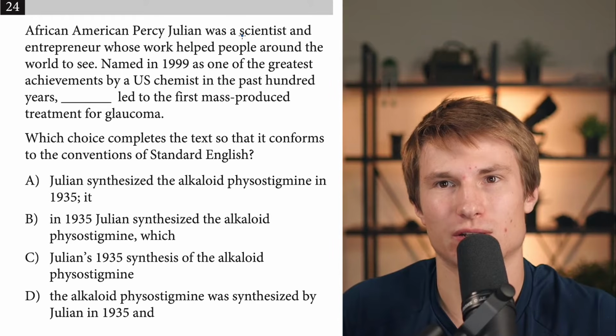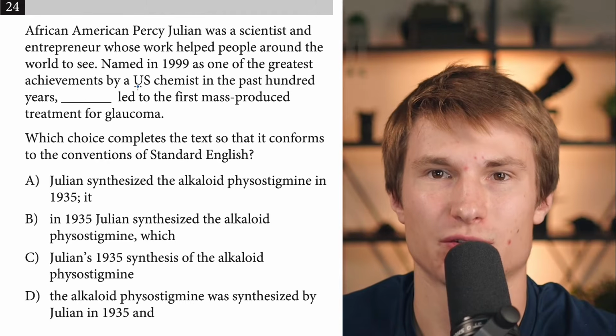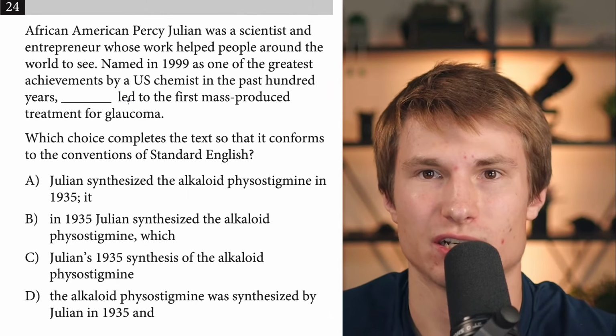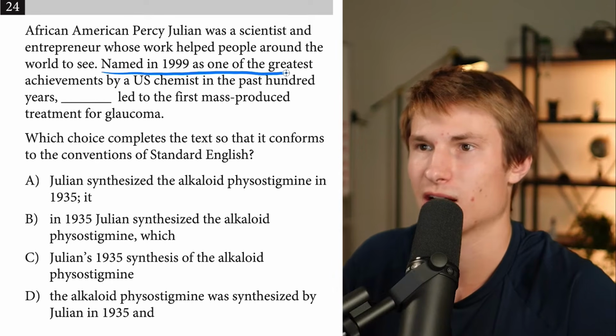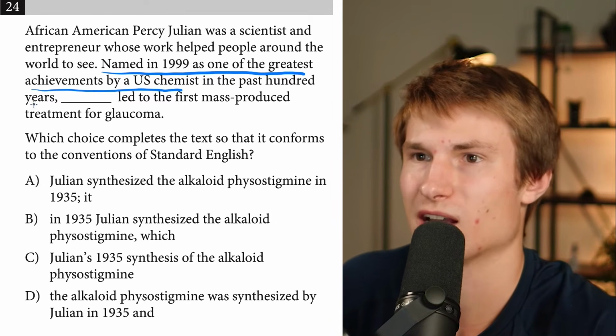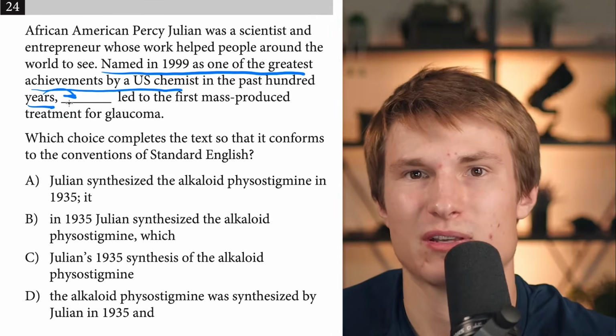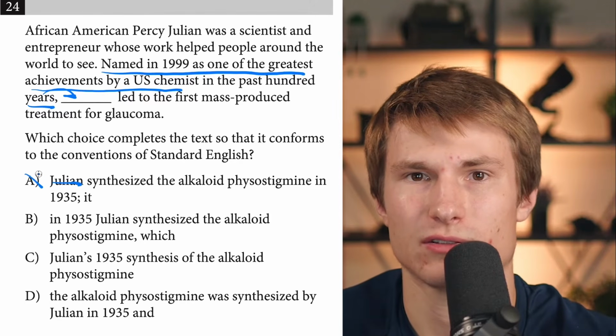Question 24. African-American Percy Julian was a scientist and entrepreneur whose work helped people around the world to see. Named in 1999 as one of the greatest achievements by a U.S. chemist in the past 100 years. Okay, here we have an introductory modifier: named in 1999 as one of the greatest achievements by a U.S. chemist in the past 100 years. Okay, that ultimately needs to be modifying the achievement, because it's named as one of the greatest achievements by a U.S. chemist. Okay, so it can't be Julian himself, so we can get rid of A.